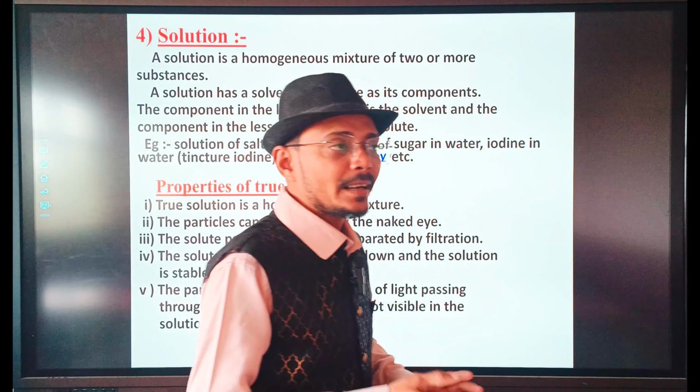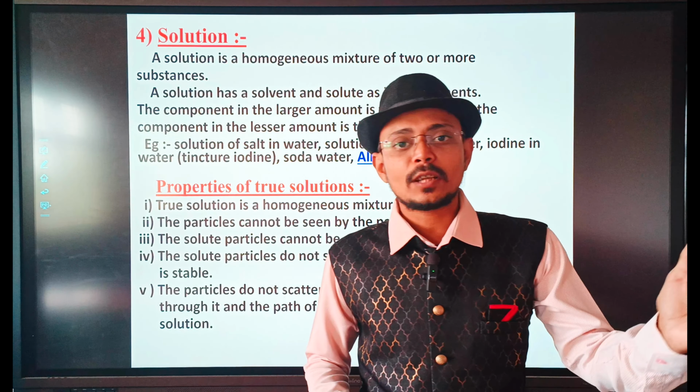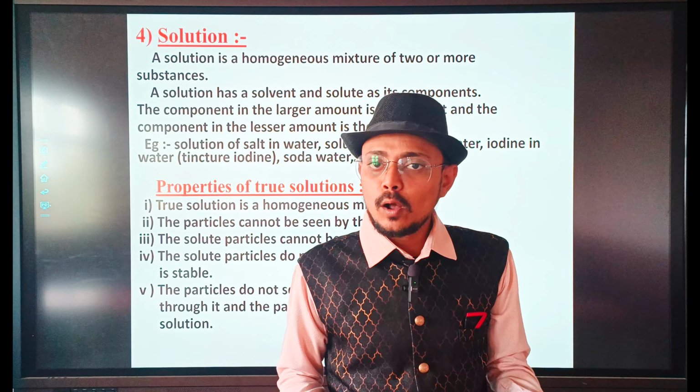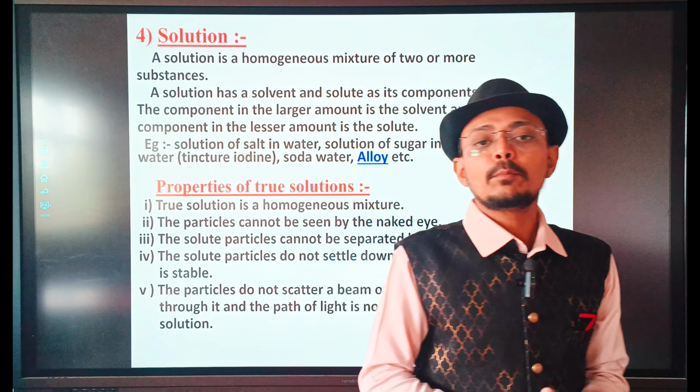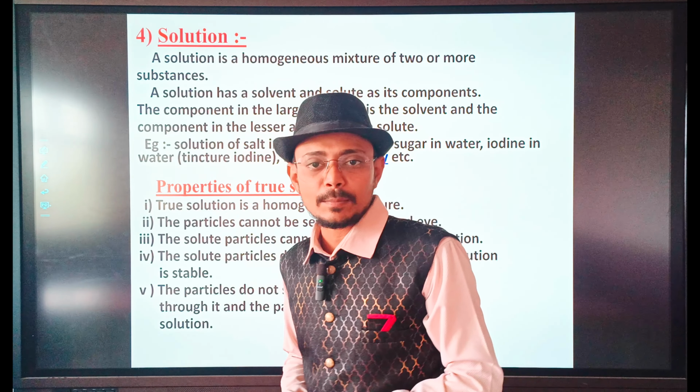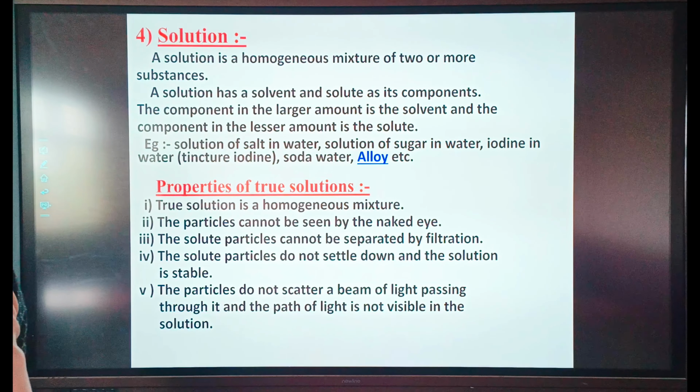बच्चा लोग, सॉल्यूशन जो बना होता है वो दो चीज से बना होता है. एक होता है सोल्यूट और सेकंड विल बी द सॉल्वेंट. सॉल्वेंट क्या होता है? मोर अमाउंट में प्रेजेंट होता है और सोल्यूट कैसा प्रेजेंट होता है? लेस अमाउंट में प्रेजेंट होता है.